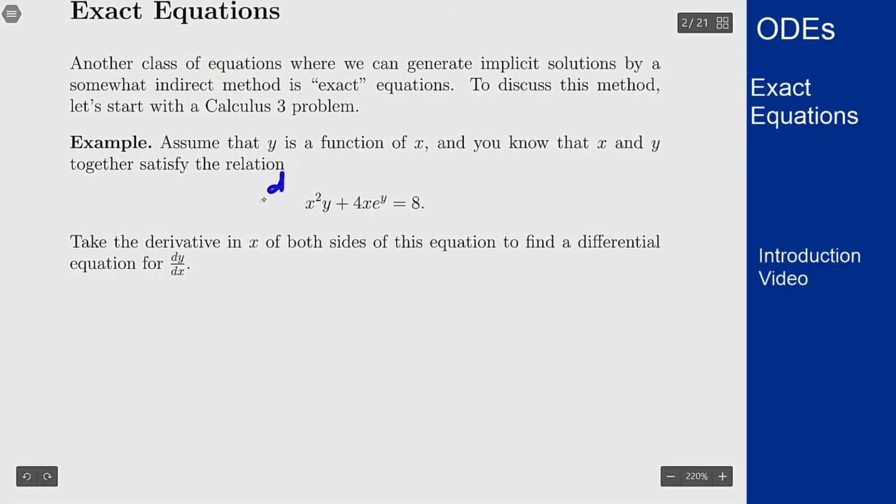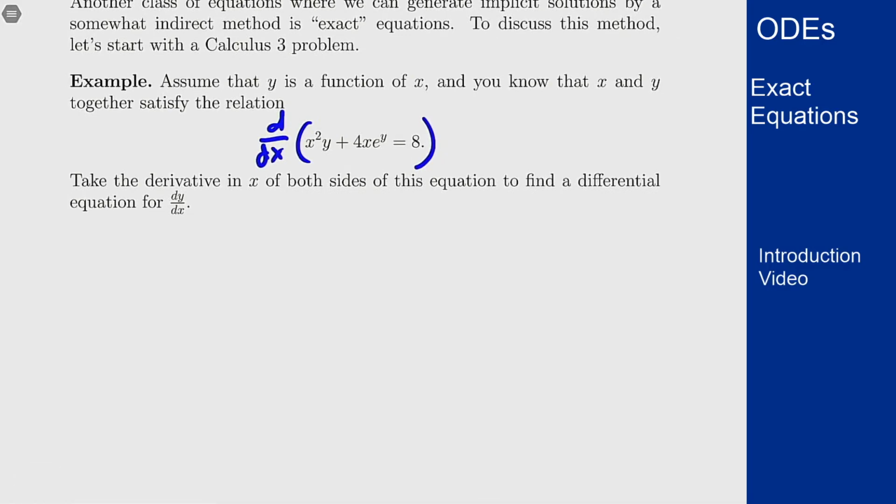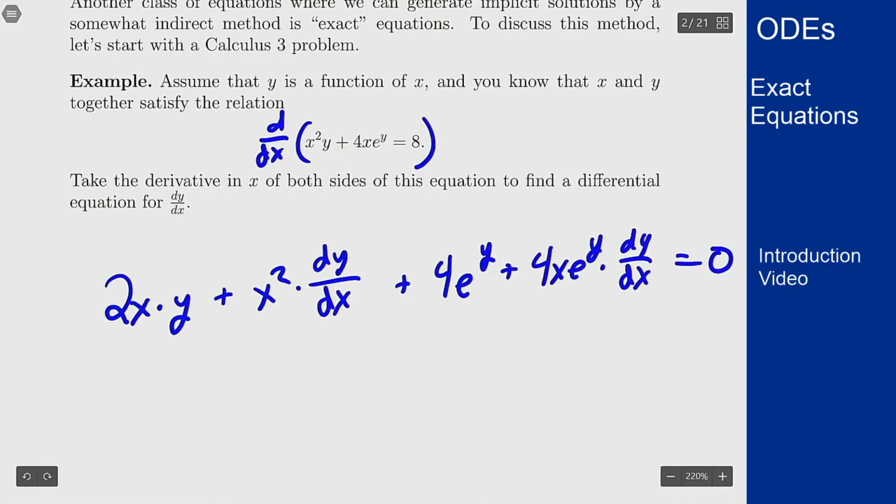To do that, I just take d dx, apply it to the entire thing, and do product rule and chain rule on both sides. For this first term, I have x squared y. If the derivative hits the x squared term, I will get a 2x times a y. When the derivative hits the y, I will get x squared, and now times a dy dx, because when the derivative hits y, you get a dy dx. Then I have the next term, the 4x e to the y. When the derivative hits the 4x, I just get 4 times e to the y. When the derivative hits the e to the y term, I will get my full 4x e to the y, and then times a dy dx. And that equals 0 because the derivative of 8 is 0.